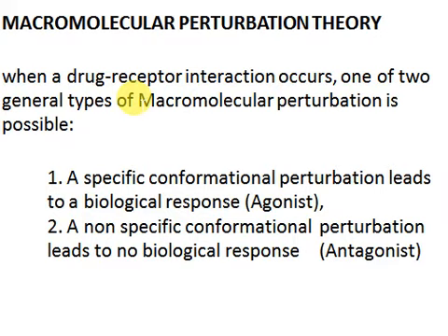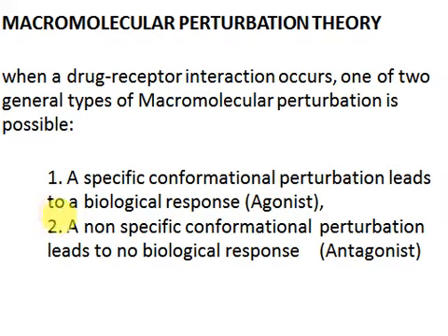But according to macromolecular perturbation theory, whenever the drug is approaching a receptor molecule, only the conformation of the receptor will change. There will be no change in the conformation of your ligand. Two types of conformational changes can occur: a specific conformational change and a non-specific conformational change. Whenever you get a specific conformational change, we get a biological response, and a ligand that is able to cause a specific conformational change will be called an agonist.